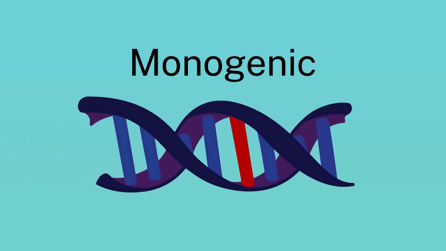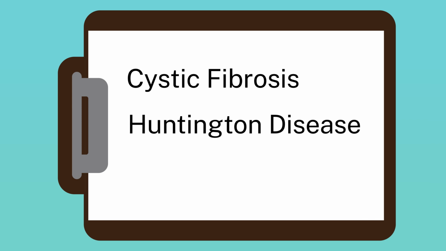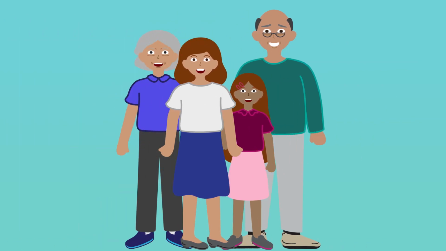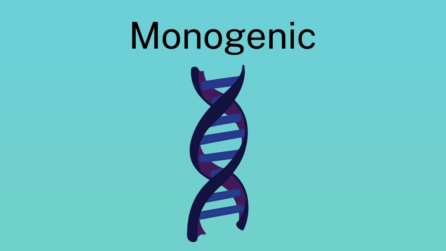Monogenic means that a single gene is not working well, and that causes a health or developmental problem. Examples of monogenic conditions are cystic fibrosis, Huntington disease, and sickle cell anemia. But many health problems that run in families do not have a simple genetic cause. These are polygenic. Polygenic means that there can be many different genes that are involved in creating risk for a health problem.